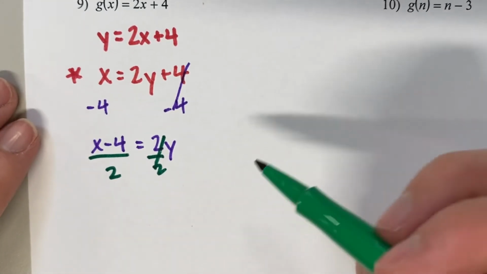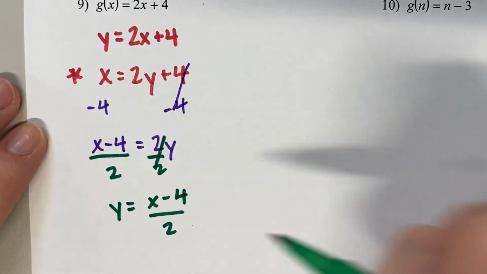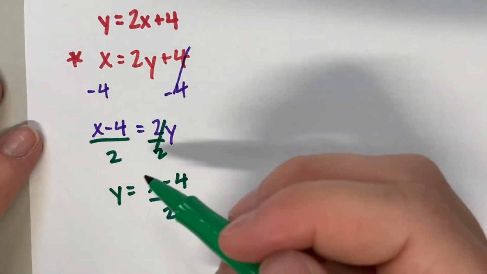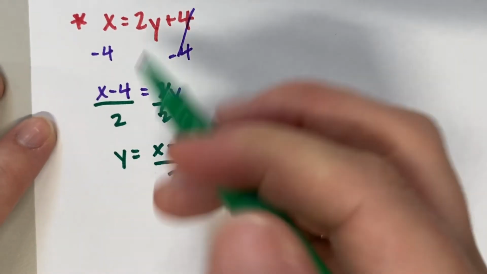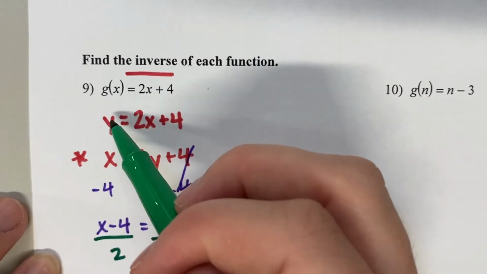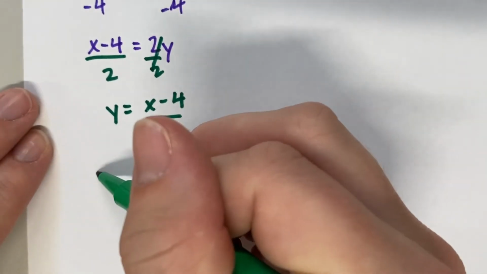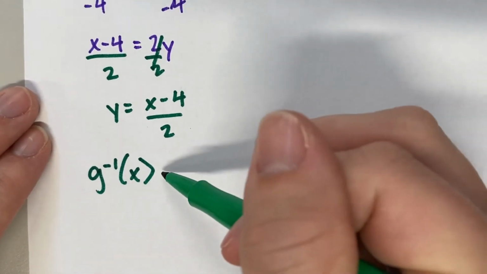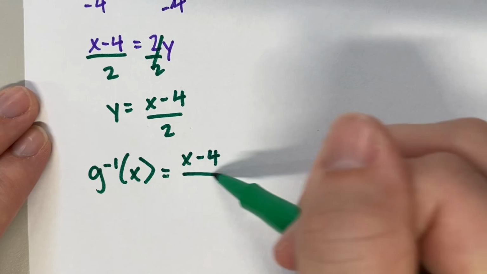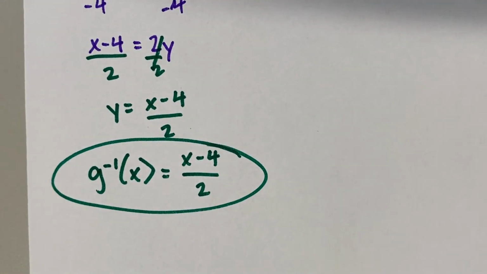Okay, so now instead of writing y equals x minus 4 divided by 2, which we are going to just to show, what we want to write is, it started as g of x, we changed it to y. Well, now we have to change it back to g of x, but because it's the inverse, we actually write it as g inverse notation equals that guy. And there we go.